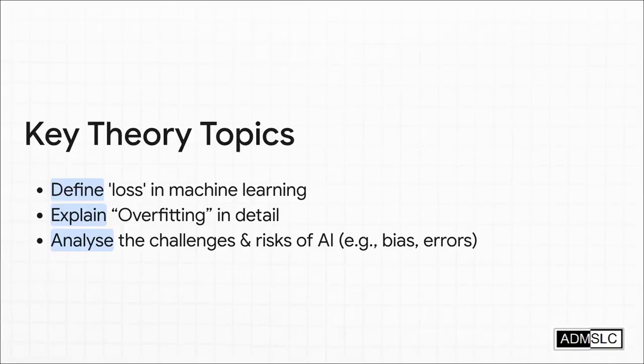The theory section doesn't stop there. You'll also need to get your head around some other core ideas. You've got to define what loss is, basically how a model knows it's getting something wrong. You need to explain overfitting, that tricky situation where a model knows the training data too well. And really importantly, you'll need to analyze the real-world challenges of AI, things like bias. They want to see you've thought deeply about this stuff.